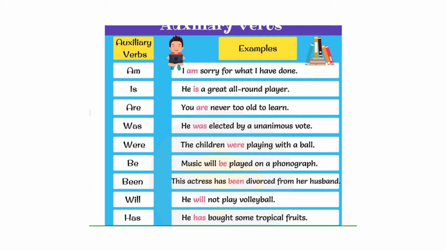I'm sorry for what I have done. Is, he is a great all-round player. Are, you are never too old to learn. Was, he was elected by an anonymous vote, where the children were playing with the ball. Be, music will be played on a phonograph.